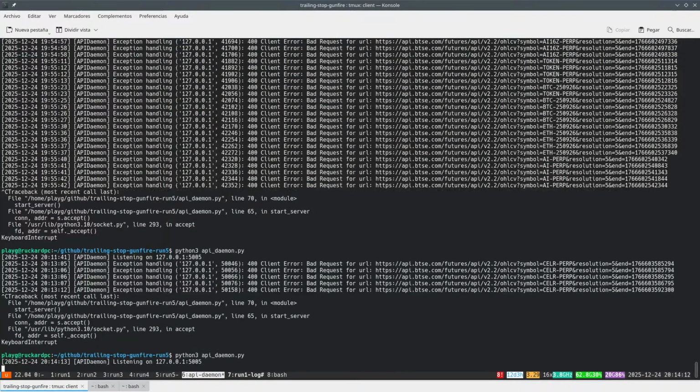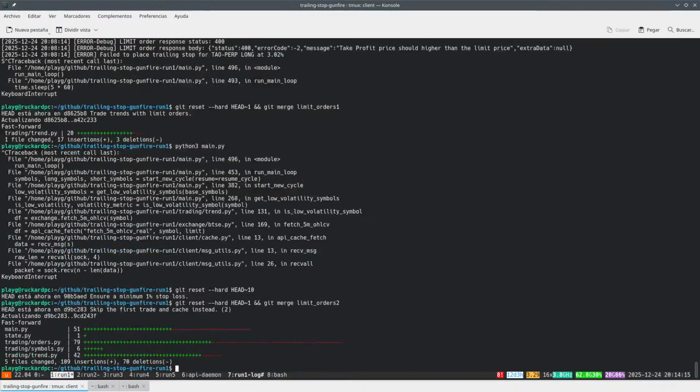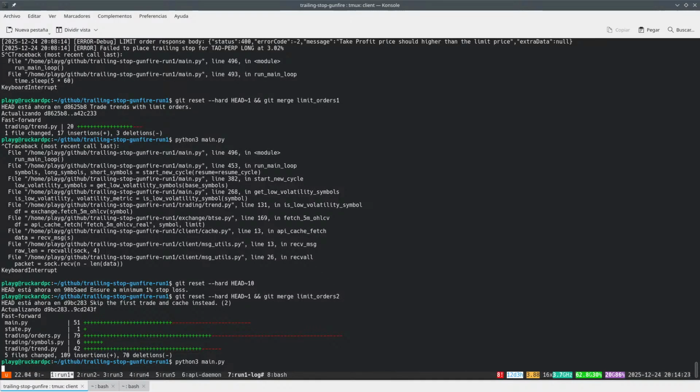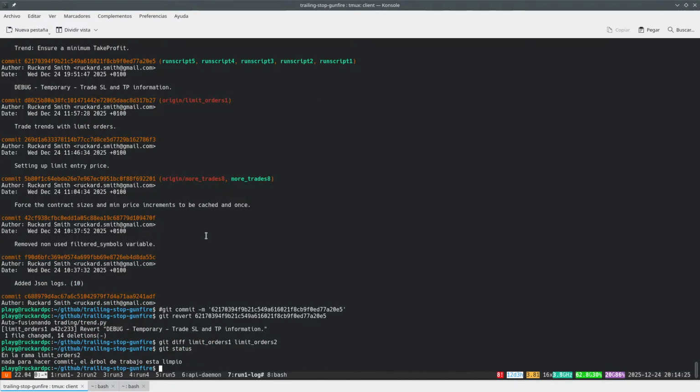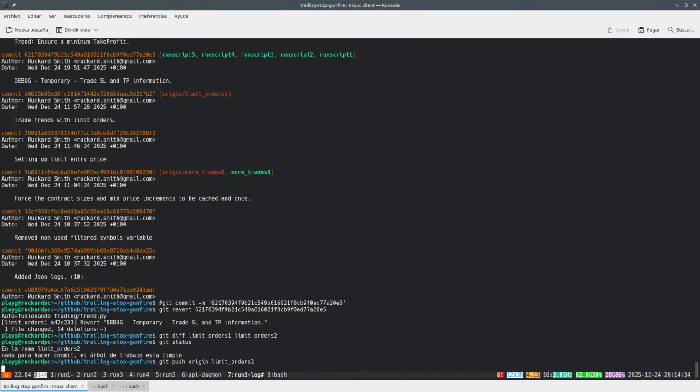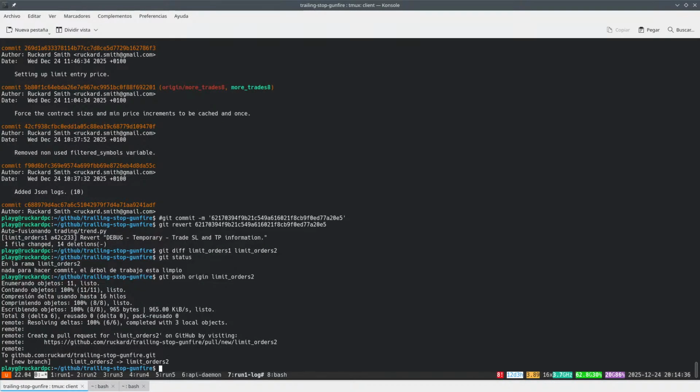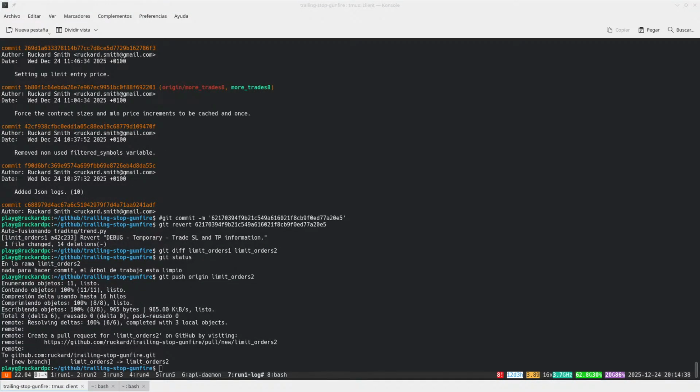So we can run the API daemon here, and all of these scripts can be run at the same time, which hopefully we will have some trades which we won't be trading. Yeah, limit orders 2. So going to push this thing, and I'm going to edit the video so that you can have limit orders 2.